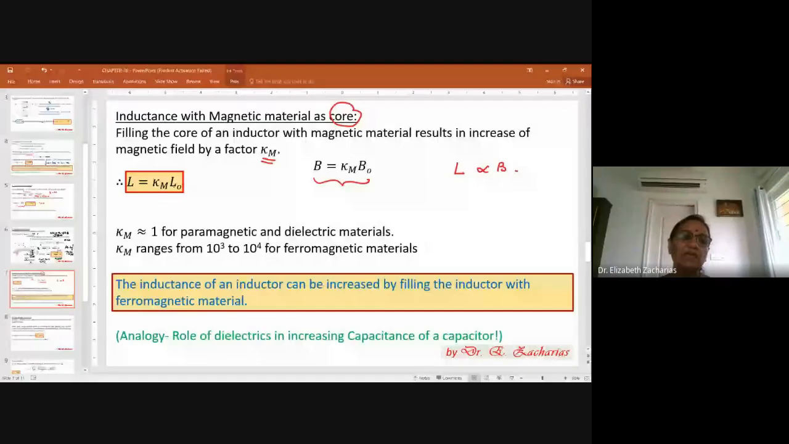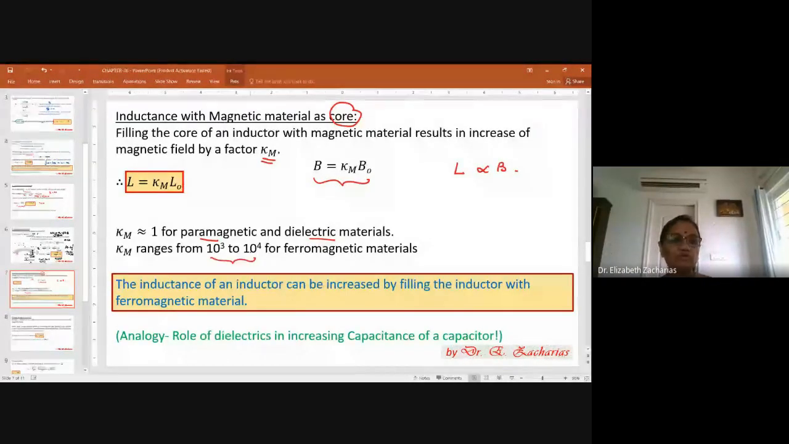If the empty inductor had a value L naught, then after you fill it with a ferromagnetic material, it becomes kappa M into L naught. And please don't use paramagnetic or dielectric materials, because I told you for them, kappa M is very, very small. It's just around 1 only. But if you go to ferromagnetic materials, it can go from hundreds to thousands also. So by 1,000 times, 2,000 times, you can increase your magnetic field. This is the reason why any electromagnet will have an iron core.